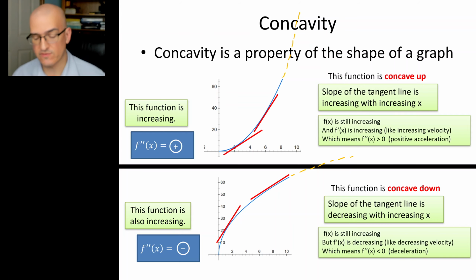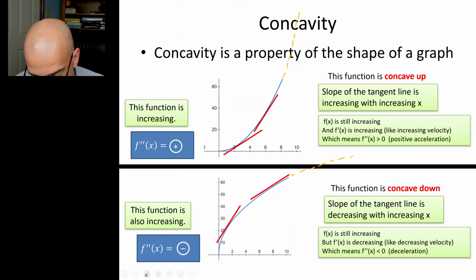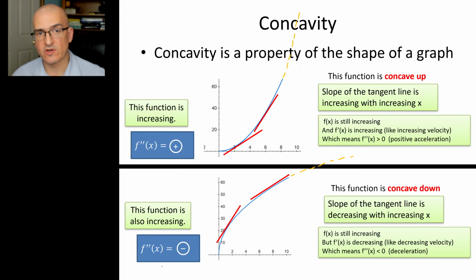That's another definition of concavity. A function that's concave up will have tangent lines below the curve, or equivalently, those tangent lines will be increasing in slope as we move to the right. Whereas for a curve that's concave down, the tangent lines will be above the curve inside that region, and the slope of the tangent lines is decreasing as we go from the left side to the right side.